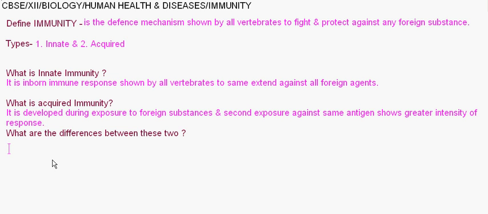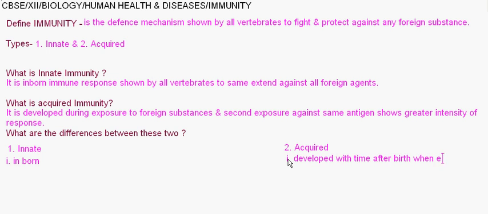So here it is innate and here it is acquired. First point, number one, innate is inborn. For acquired, number one, it is developed with time after birth when exposed to different pathogens. Now what is pathogen? Disease causing organisms. What is antigen? Any foreign protein which is harmful or which can cause disease in human beings.